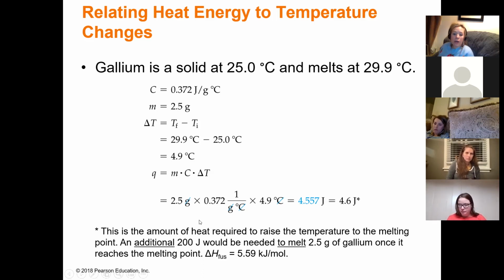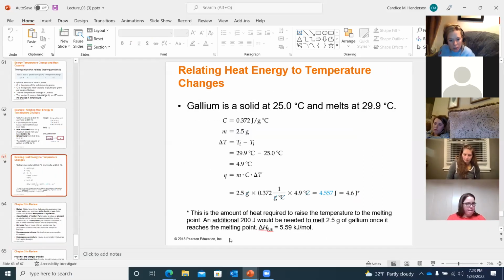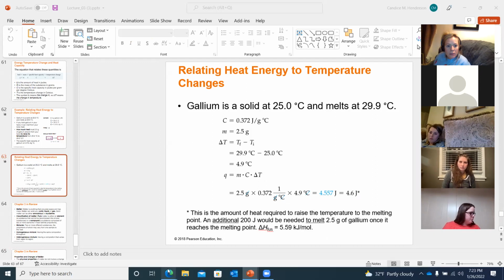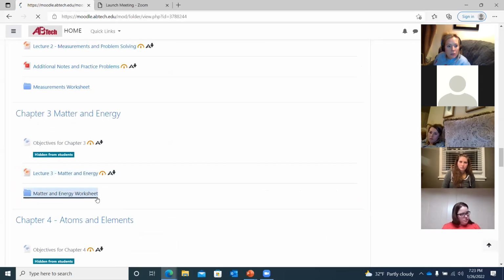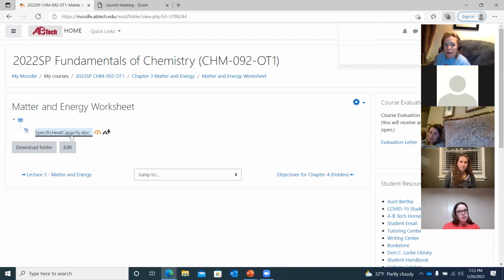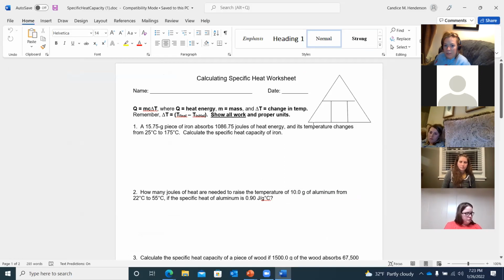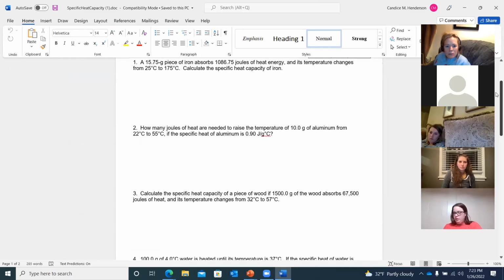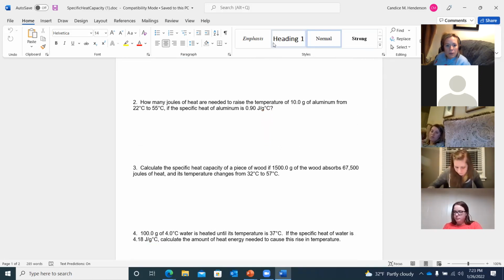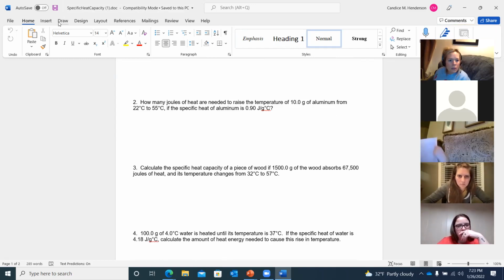All right, I want you guys to do a problem. There's a nice worksheet on our Moodle page. And again, remember, these worksheets are not something you have to turn in. They are just to provide you with more example problems. There's the little triangle, Q, M, C, delta T. I want you to do number 2 and number 3. Let me try and zoom in here a little more.